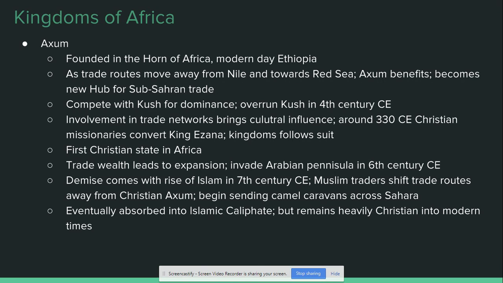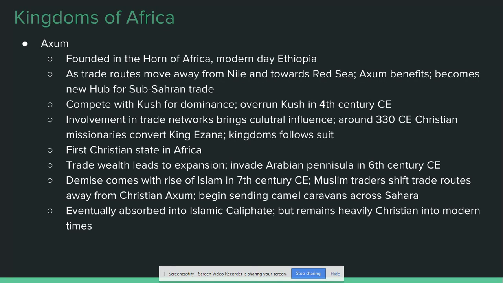Eventually, Axum and modern day Ethiopia is absorbed into the Islamic Caliphate, becomes part of mainly Muslim North Africa. But Ethiopia itself and a large portion of the population remains heavily Christian all the way into modern time.